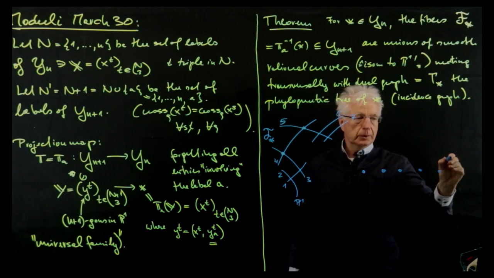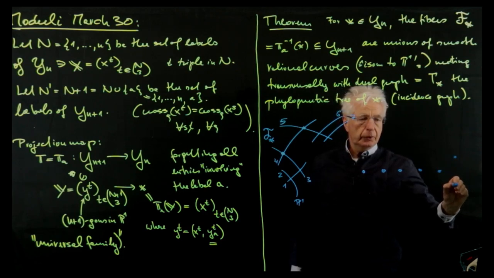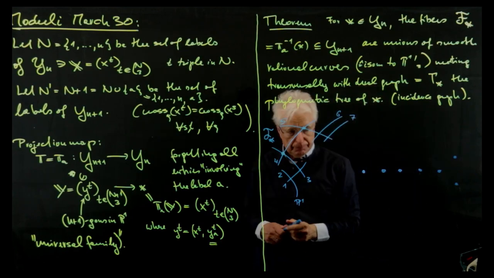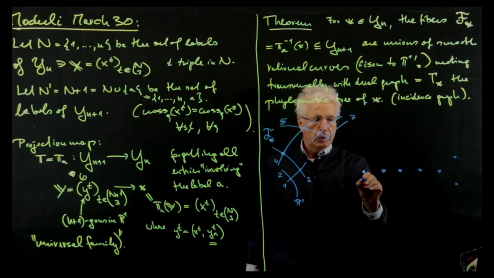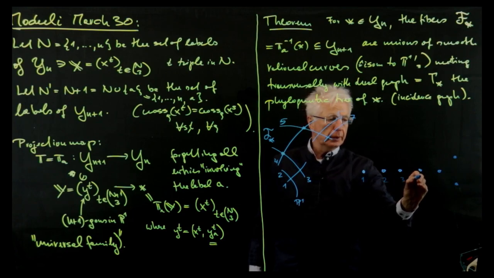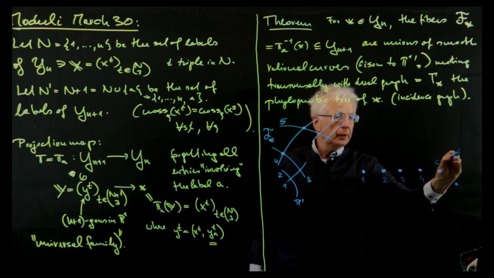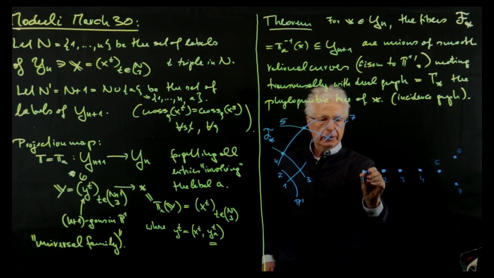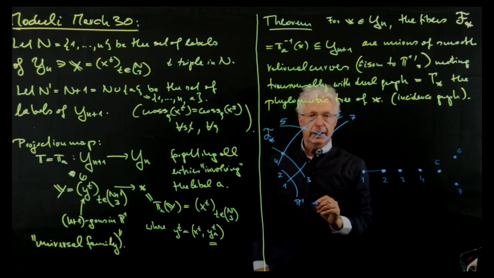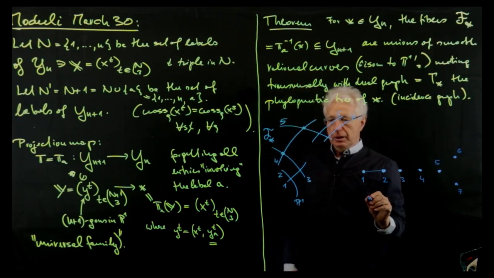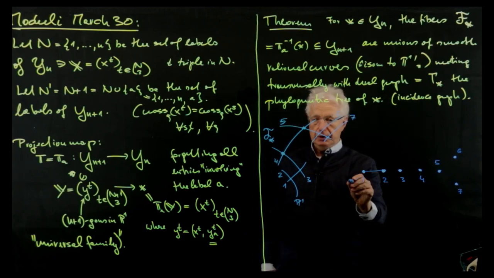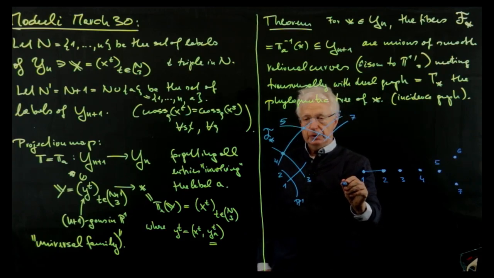I think I want to do it maybe like this. 1, 2, 4, 7. Now let's see, how are the connections? 1, 2, 3, 4, 5, 6, 7. So one intersects two, so we get an edge here. And one intersects three. This was not very good.